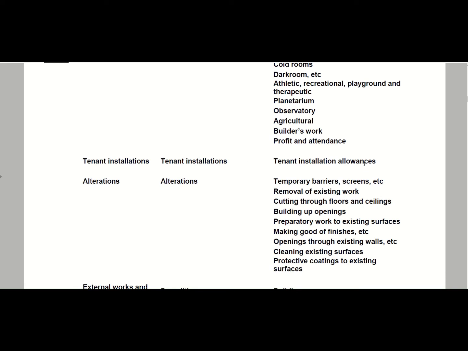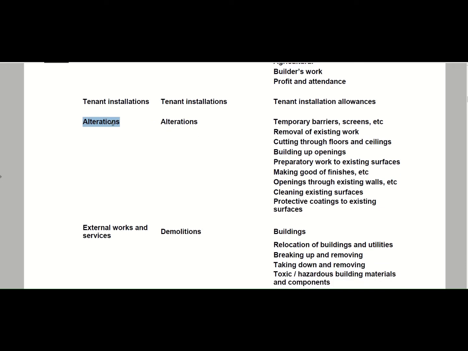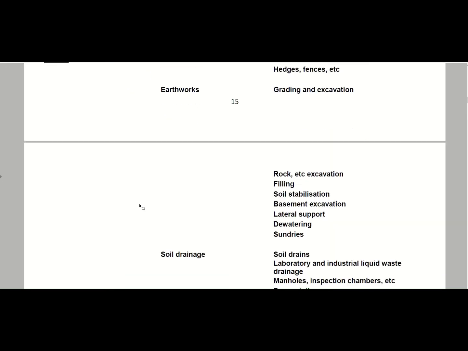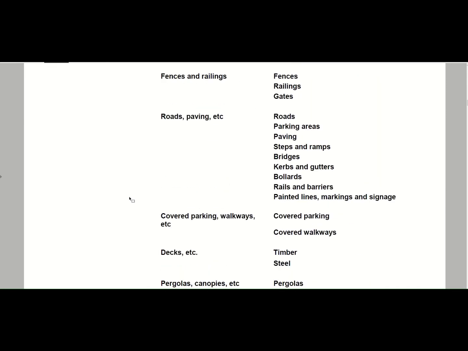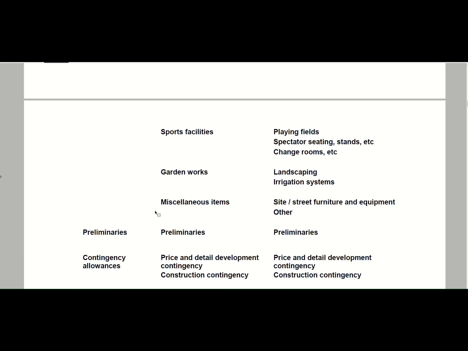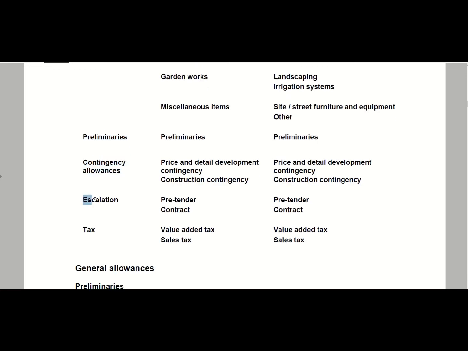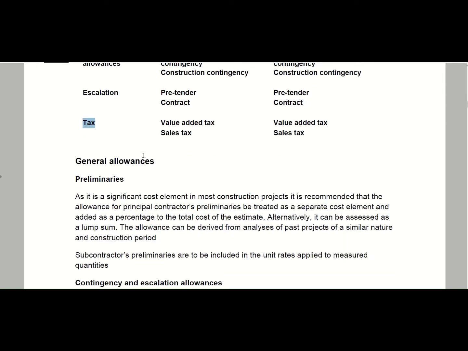Then you've got tenant installations, like for instance, if a tenant has to install a fiber installation or anything like that, which falls outside of any other installations. Then we've got alterations. If you've got an existing building, I don't think anyone has alterations where you have to refurbish a new building, but it's measured underneath your alterations. Then you get your external works, and you can see there's quite a lot of external works like pools, minor construction works, etc., garden works. Okay, and then you get to your preliminaries, your contingency allowance, your escalation, your tax, etc.